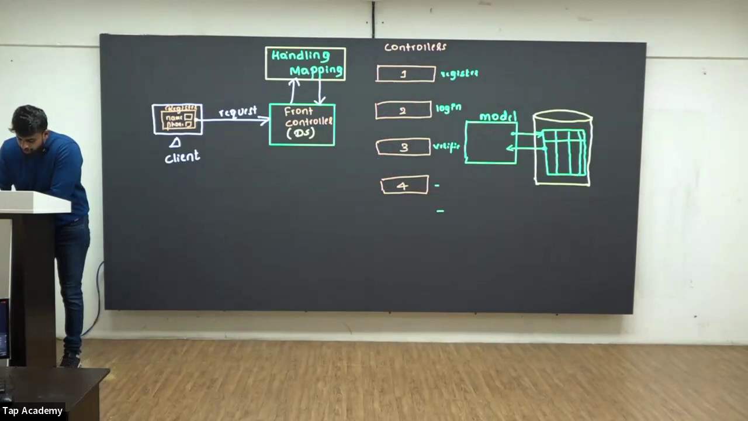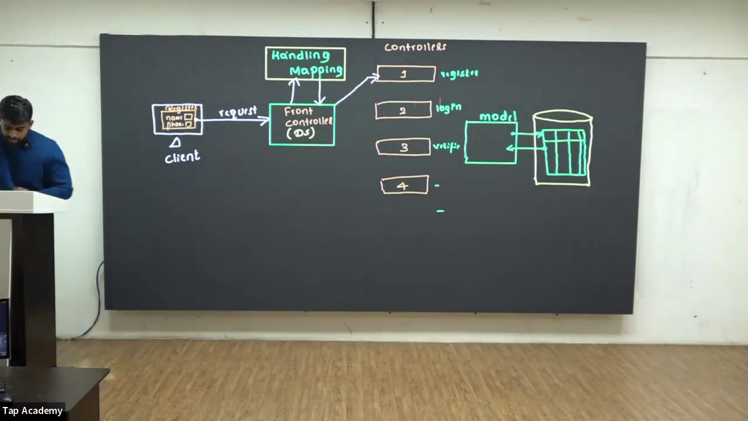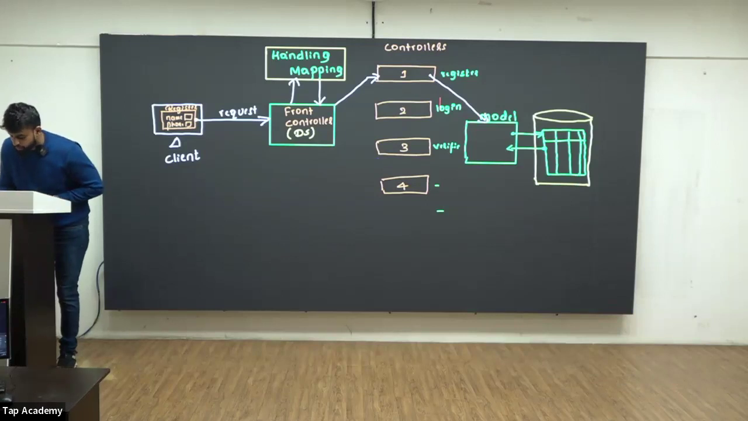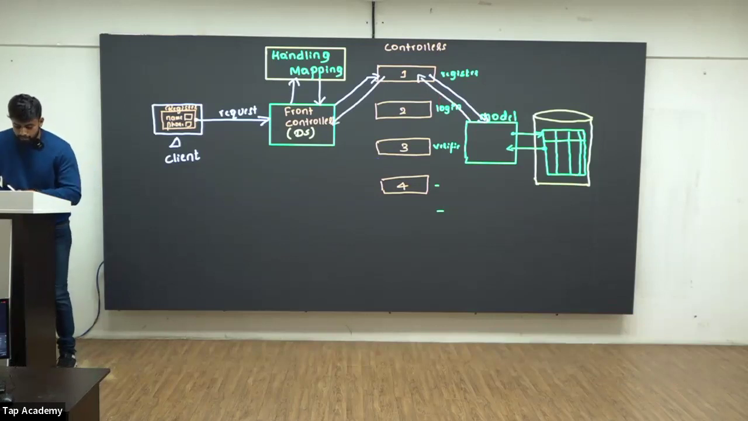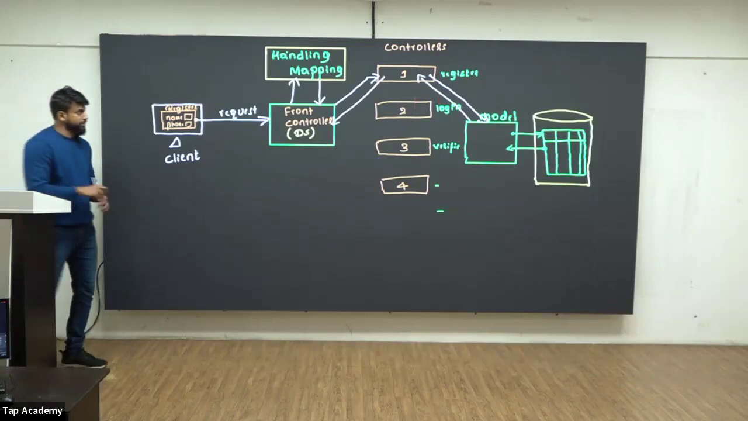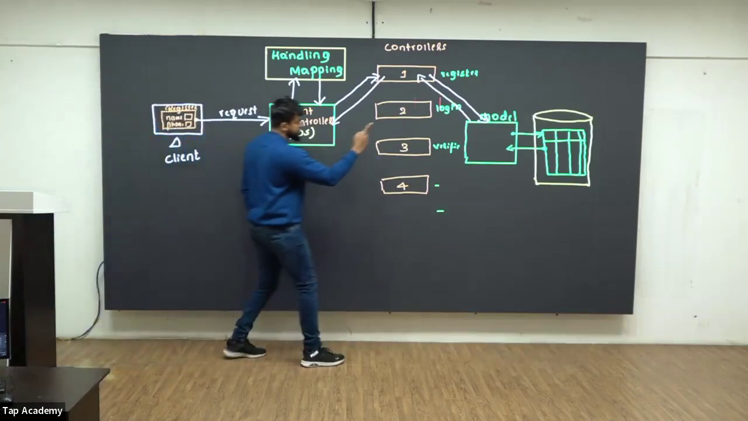Using this information, I will go to controller 1 like this. And this controller 1 will go to the model there like this. And this model will go to your table, get it back. And this information he will give back to the controller. And this controller will go to the front controller like this. So now the front controller will be having two things now. What are the two things? Think and tell me, my friends.